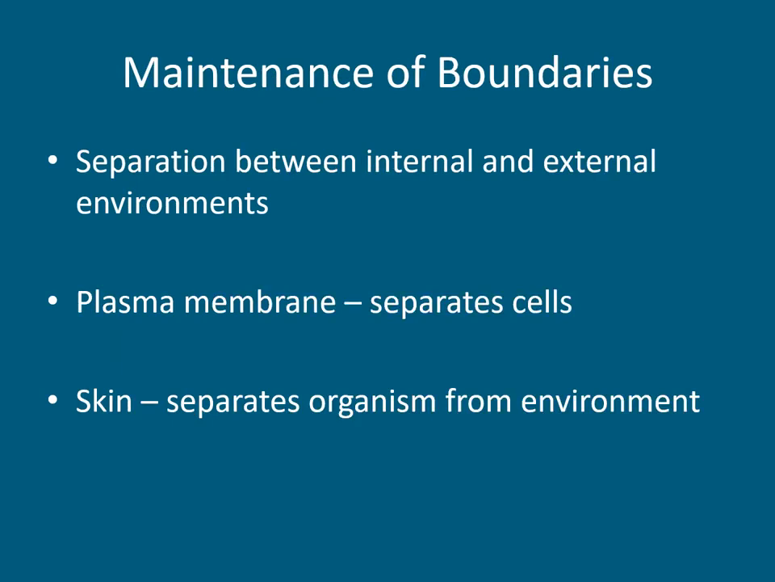So when we talk about maintenance of boundaries, we're talking about there's got to be a separation between the internal environment and the external environment. And you can look at this at several different levels. At the cellular level, there's a plasma membrane or a cell membrane that separates the inside of the cell from the outside of the cell. And it will regulate, as we'll see, what can pass across that membrane. Your skin separates your internal environment from the outside environment. It's a protective mechanism. So there is this boundary.